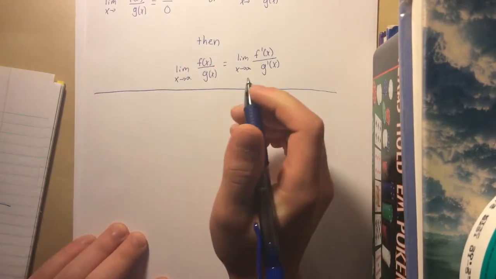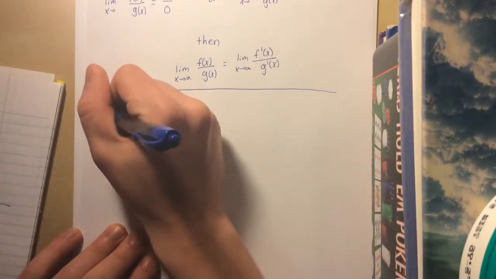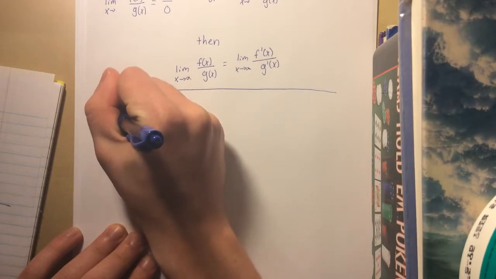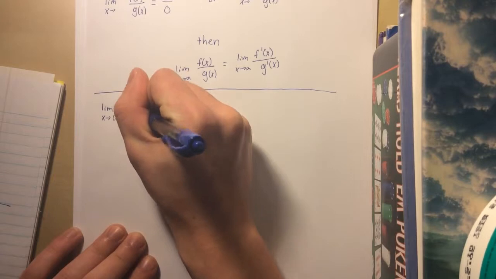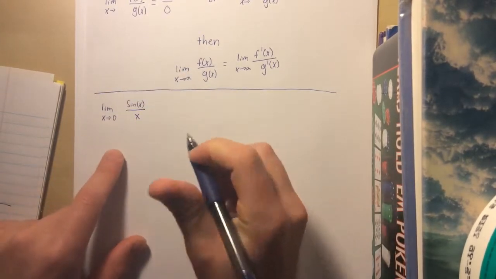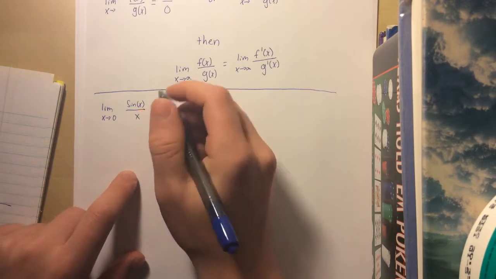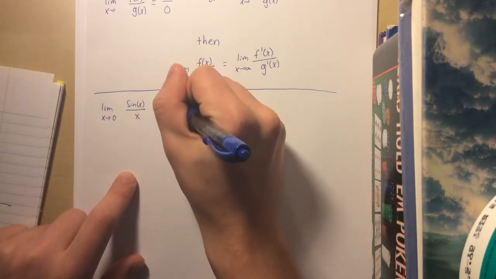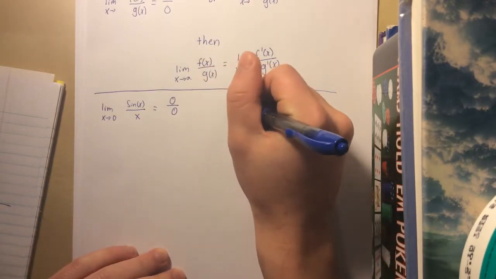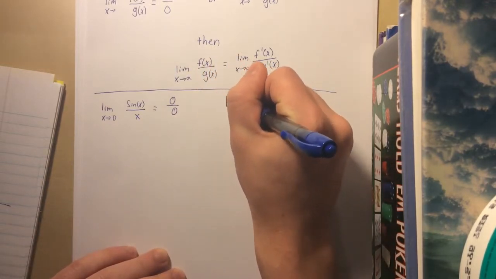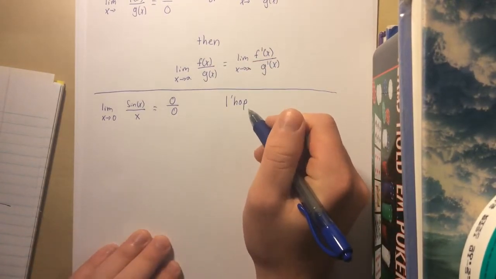So let's see how we can use that to evaluate limits. So here's the first one. The limit as x approaches 0 of sine x over x. If we evaluated this limit, sine of 0 is equal to 0, and 0 is equal to 0. So this is going to equal 0 over 0. And usually you'll write something off to the side, just to state that you're using L'Hopital's.